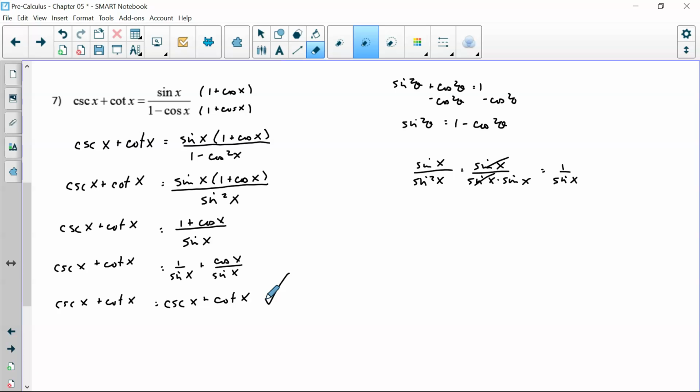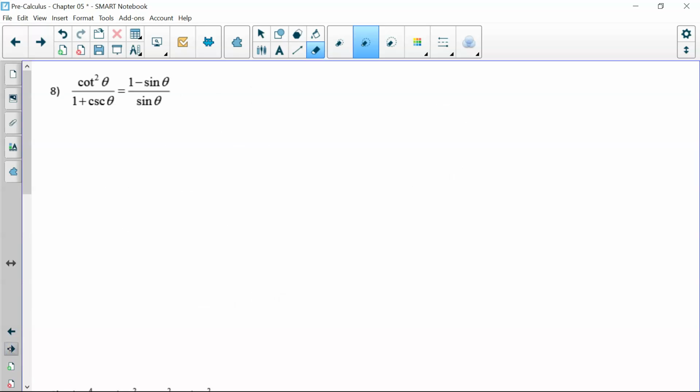Let's try some more. Once again, when I see a 1 plus cosecant or a cosecant plus 1, I'm thinking conjugate. Or what we can do is I'm seeing that cotangent squared. There's a couple different ways to do this, like I said. So you could either use the conjugate or 1 plus the cotangent squared theta equals the cosecant squared theta.